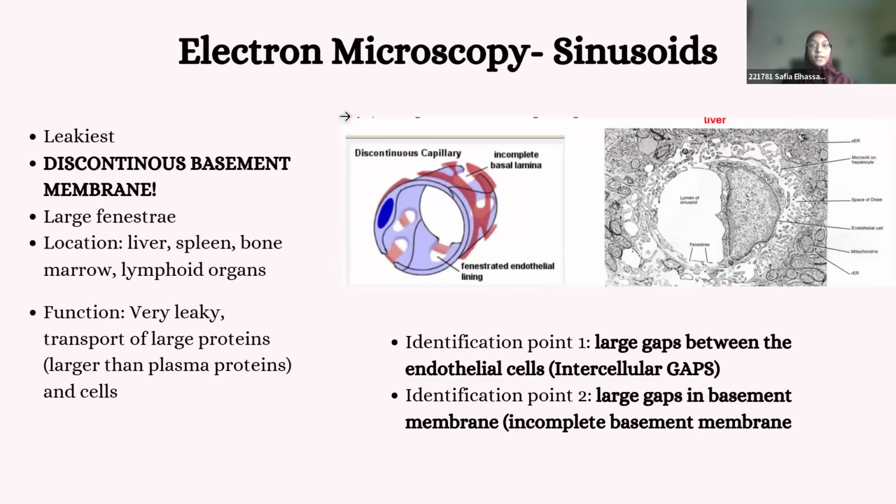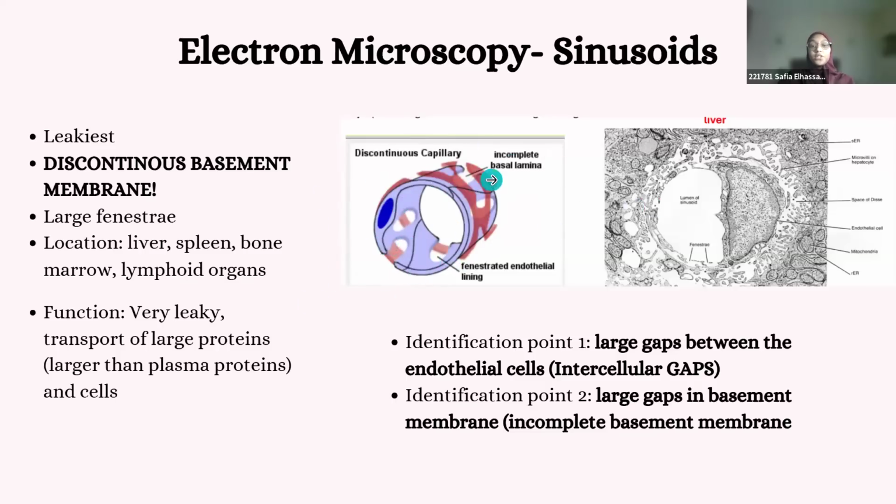And the very last type of capillary is the sinusoid. So the sinusoid is the leakiest type of capillary, and that's because it has large fenestrae and a discontinuous basement membrane. So it allows for the transport of large proteins. They can easily leave the endothelium, the capillary.